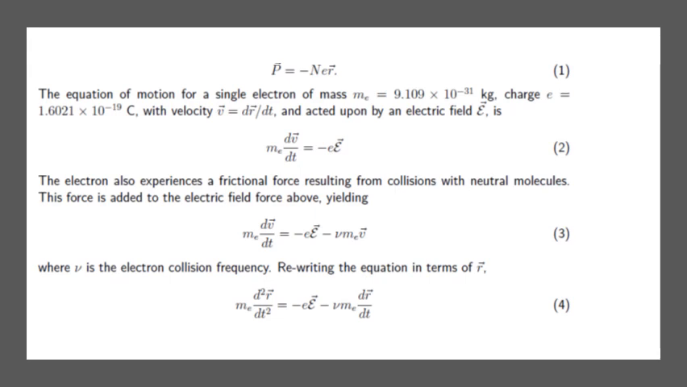The electron also experiences a frictional force when it collides with others. So the actual equation can now be modified here. This is your equation, and this equation is modified as this, where f is the electron collision frequency. If we rewrite the term, you will get this term.